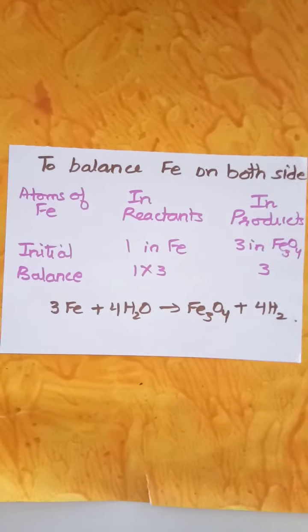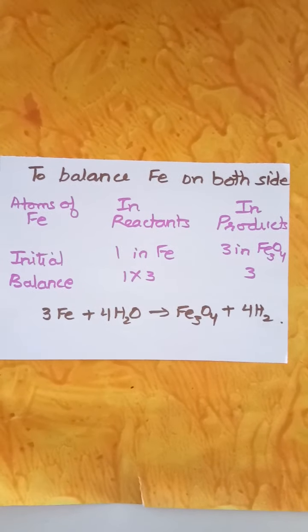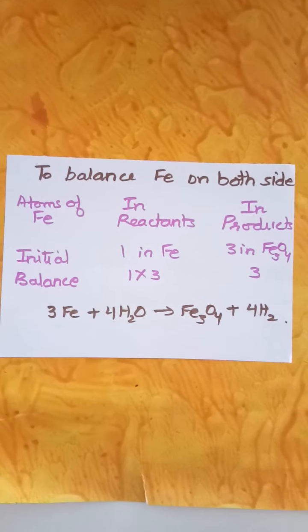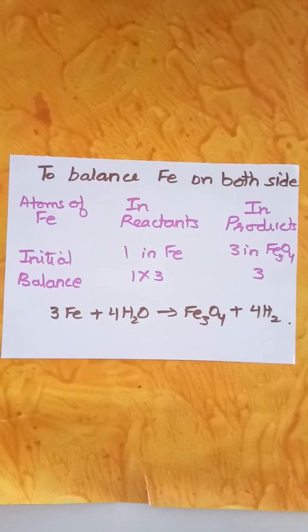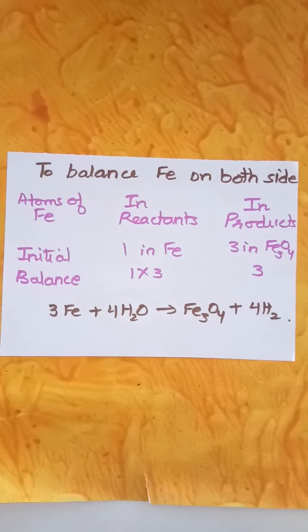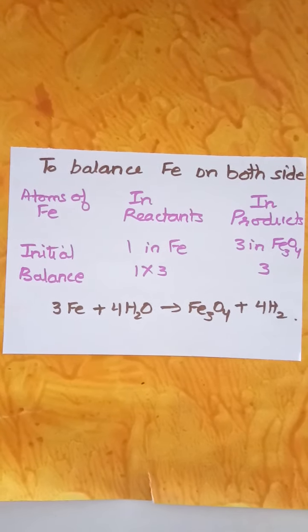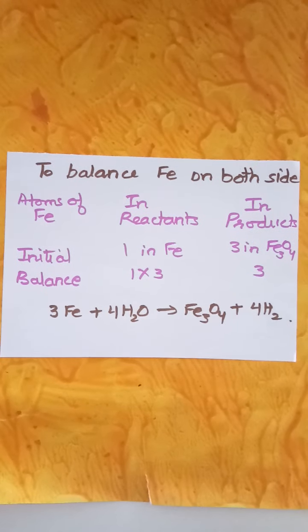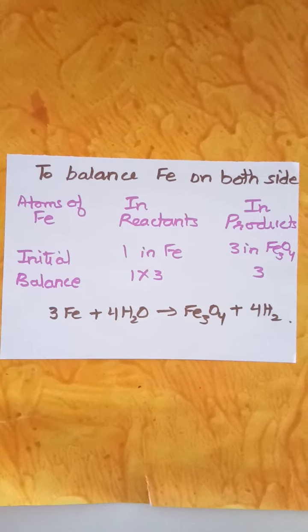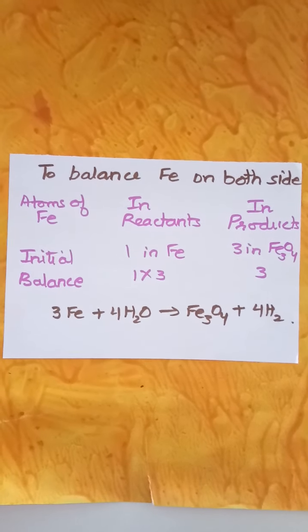Now the element which is left for balancing is iron, and we see that iron on the reactant side is only 1, whereas it is 3 on the product side. So we multiply the reactant with 3 and we get another equation which is 3Fe plus 4H2O gives you Fe3O4 and 4H2.